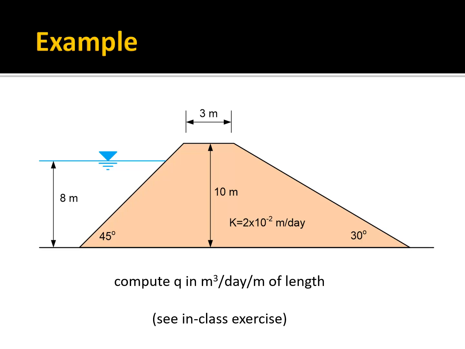So here's an example problem. The slopes on the two sides don't have to match. They can, but they don't have to. If we had a levee that was 10 meters high, 3 meters wide at the top, 8 meters deep water on one side, 45 degrees on one side, 30 on the other, you can compute the flow in cubic meters per day per meter of length in the opposite dimension. This is an exercise we'll do in class, and then you'll have a solution that you can use for any problem going forward.